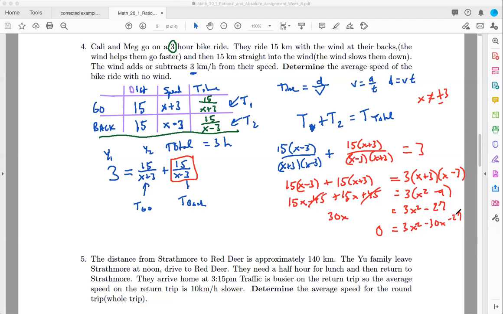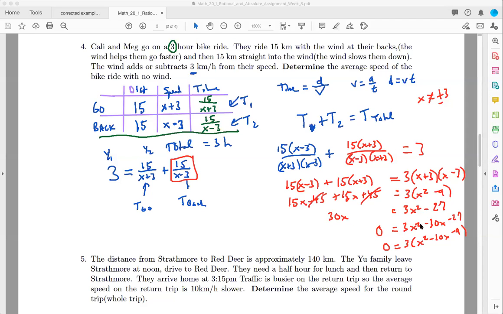And we can find out what this is using the quadratic formula, or it might be able to be factored. Actually, it looks like 3 can go into everything here. So we can say 0 is equal to 3 times x squared minus 10x minus 9. And we'll be able to find this value.